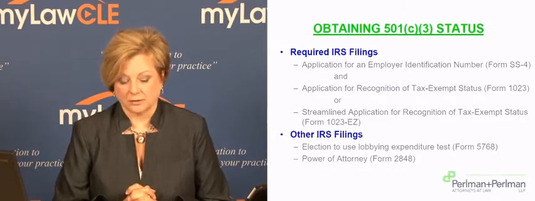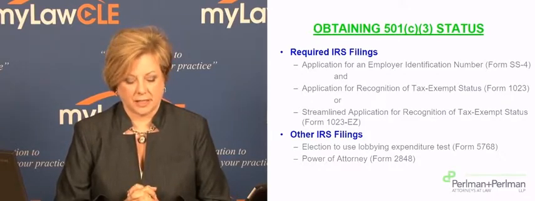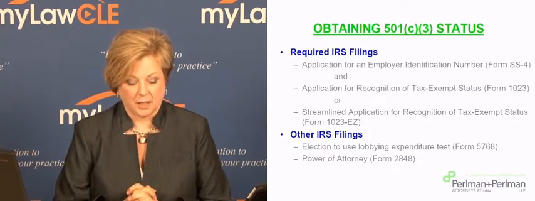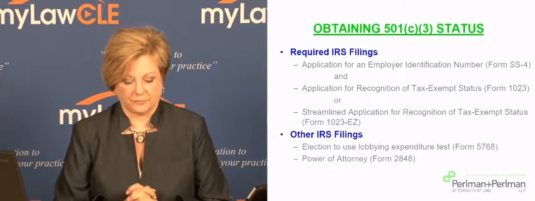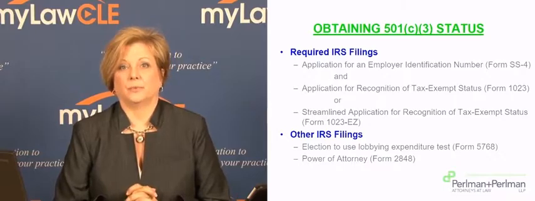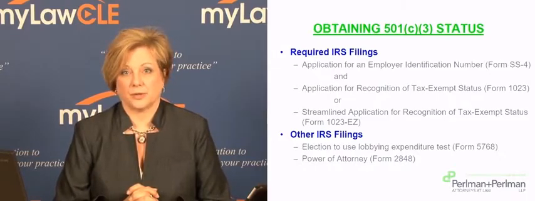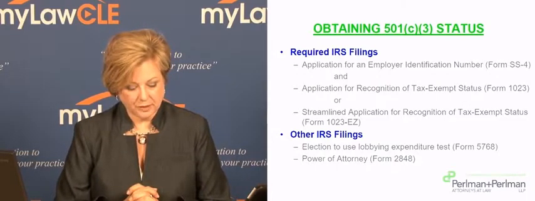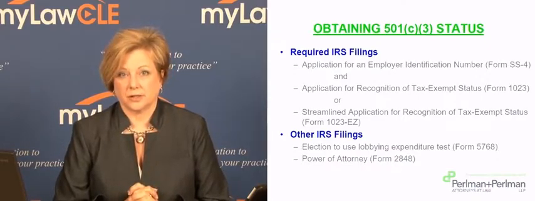And then you have to either file, depending upon what your current status is, either a 1023 or a 1023-EZ. Depending also on what activities you plan to do, you may also have to file additional filings such as the lobbying expenditure test form 5768 and a power of attorney form. In our firm, we have that power of attorney form filed so that we can communicate with the IRS on behalf of our clients. The IRS will not talk to us if we don't have that form. And again, this is after you've already formed as an organization.